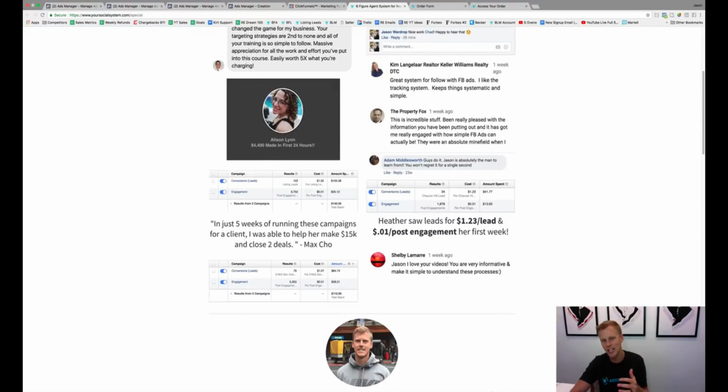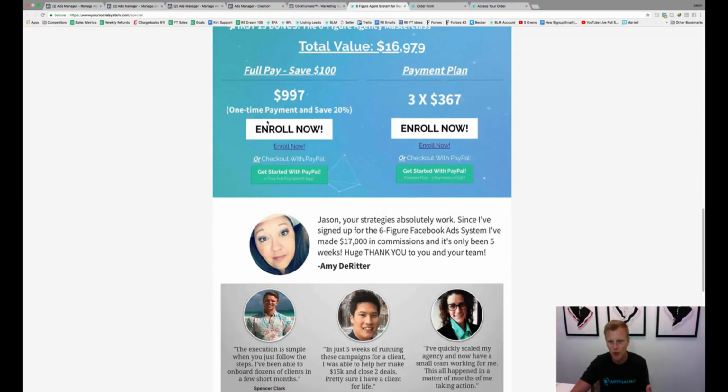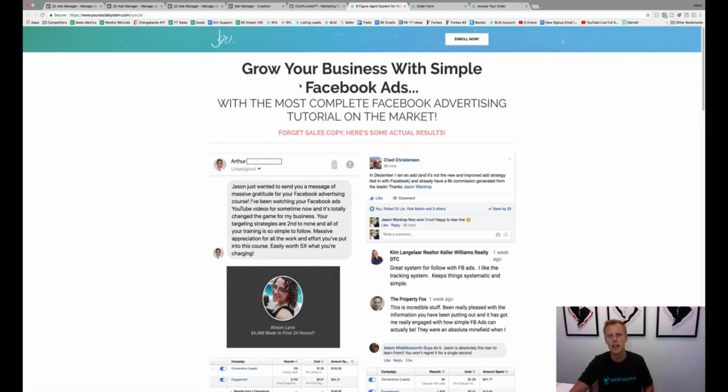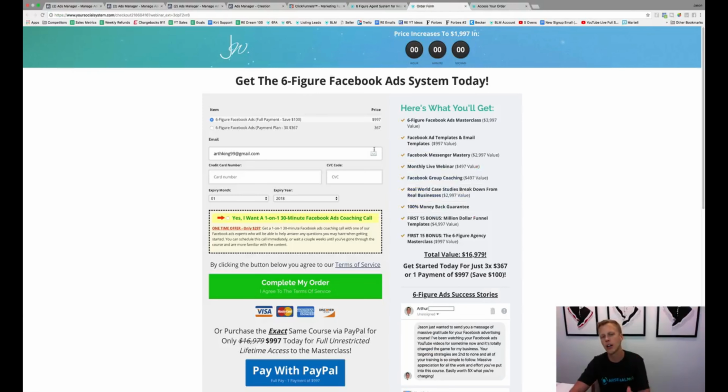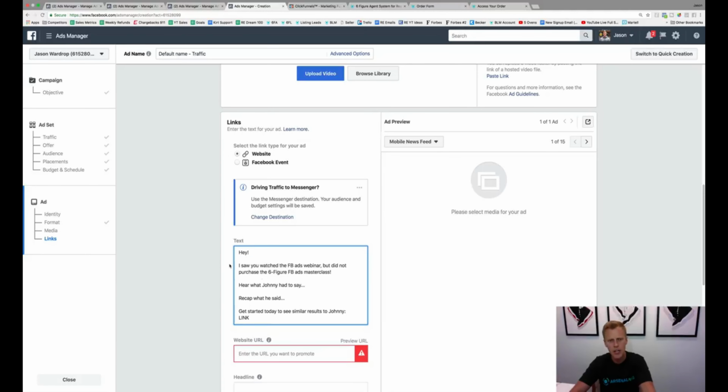So this sales page needs to have the selling points. It needs to be able to sell that person on why they should actually put their credit card in and make the purchase right here. Okay, so there's one way.